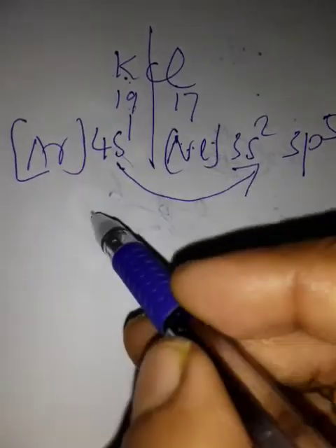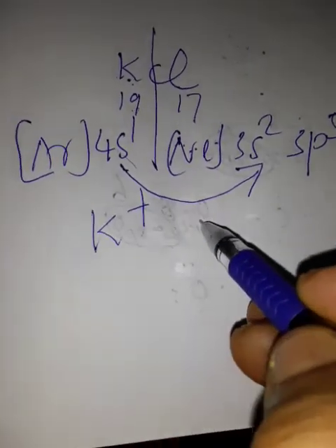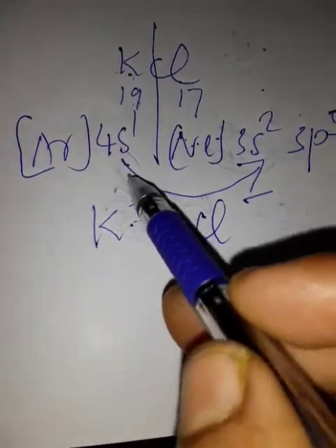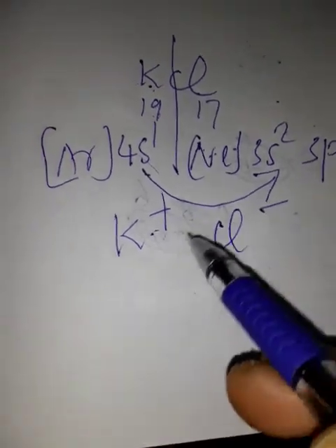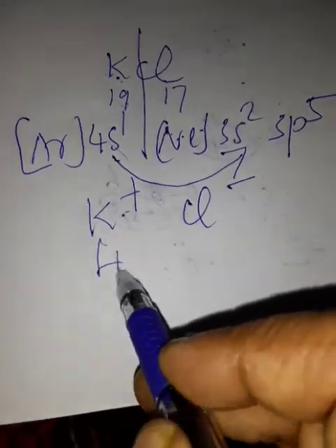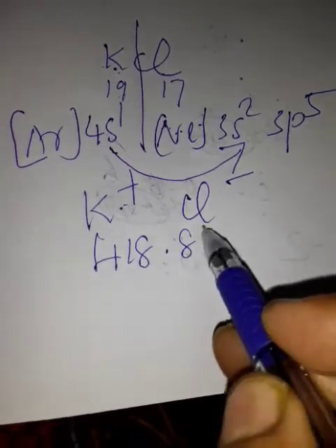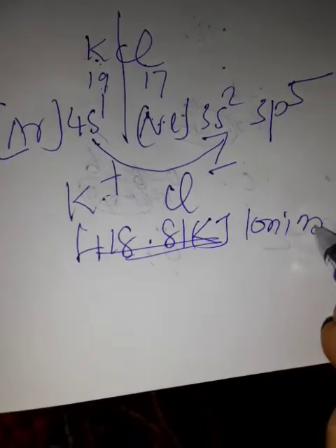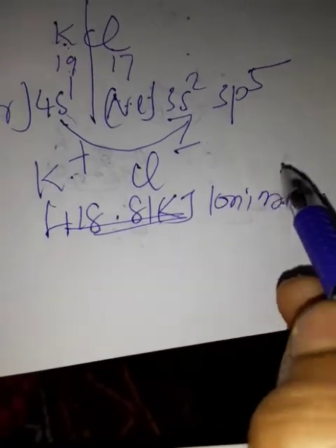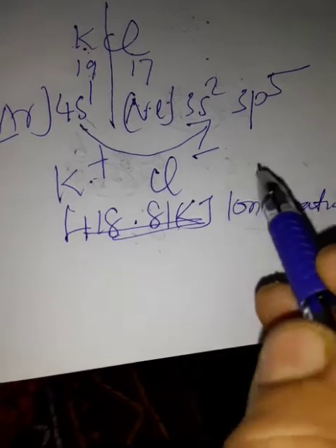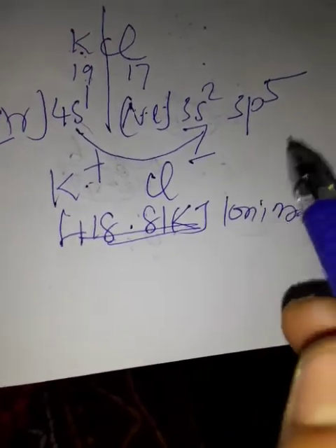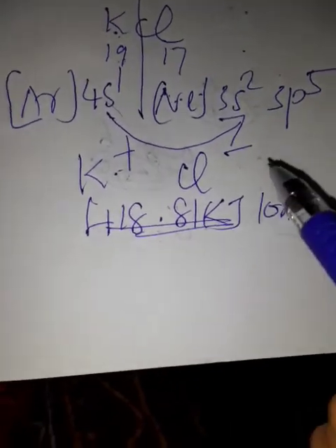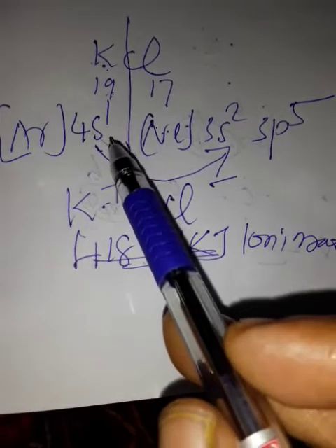After transferring the electron, K becomes K plus. Cl becomes Cl minus. So from K, an electron is removed, and the energy required is 418.81 kilojoule. That is called ionization energy. Ionization energy means the energy required to remove an electron from the outermost shell. That is the valence shell. So from potassium, one electron is removed, since this is the least electronegative element.